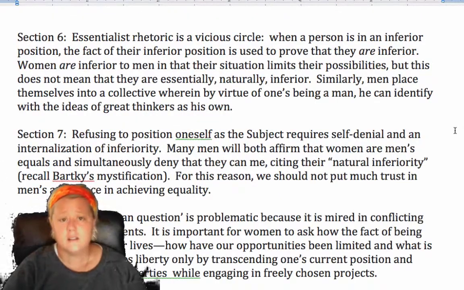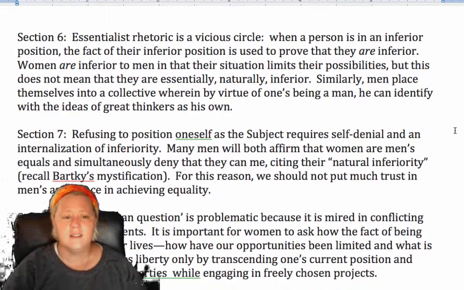In section 6, Beauvoir argues that essentialist rhetoric is a vicious circle. When a person is in an inferior position, the fact of their inferior position is used to prove that they are inferior. Women are inferior to men in that their situation limits their possibilities, but this does not mean that they are essentially, naturally inferior. Similarly, men place themselves into a collective wherein, by virtue of one's being a man, he can identify with the ideas of great thinkers as his own.